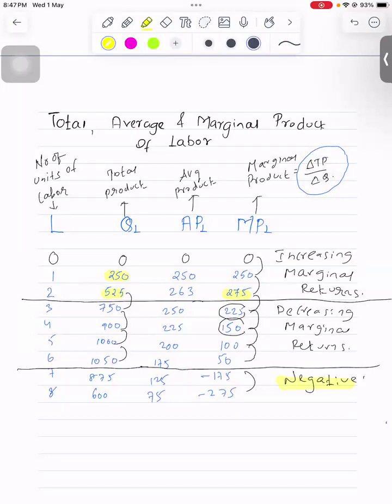After the sixth worker, why is marginal product negative? Because your total product decreased, right? Total product went down. From 1050, it became 875. From 875, it became 600. So that's why your marginal product is negative, because total product went down. Is this table clear to everyone?